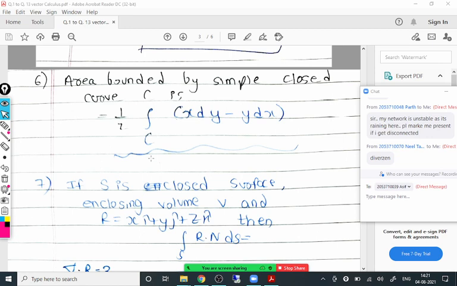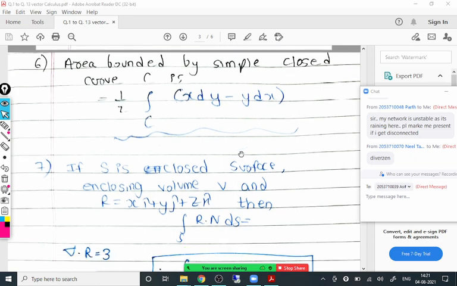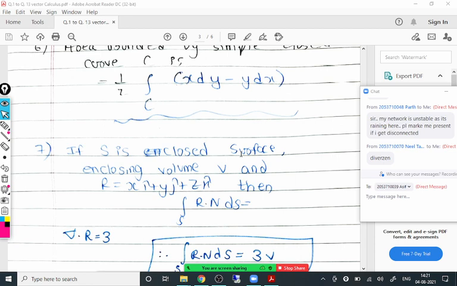I don't know up to which difficulty level the questions will come in the exam. Actually, the exam date is also not declared, so I don't know what is going to happen. Okay, so that is about question 6. If you have a doubt, yes, you can ask.